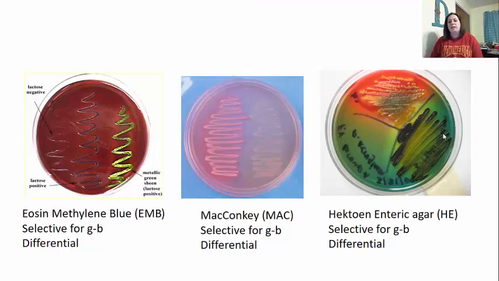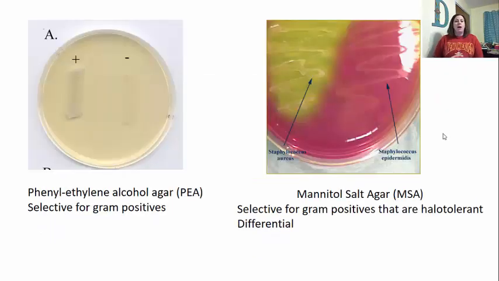We also have Hektoen enteric agar or HE. It's normally a greenish clear color. However, it is selective for gram-negative bacteria and it's differential. It does allow for Shigella and Salmonella to grow on it. We also have phenylethyl alcohol agar or PEA. This is selective for gram-positive. So you can see the gram-positive here versus the gram-negative. We also have the mannitol salt agar or MSA. This is selective for gram-positives that are halotolerant, meaning they can tolerate the salt content, and it is also differential. If you look here, both of these are different species of Staphylococcus. Both can grow on this agar, however, the color lets you see that it is also differential.